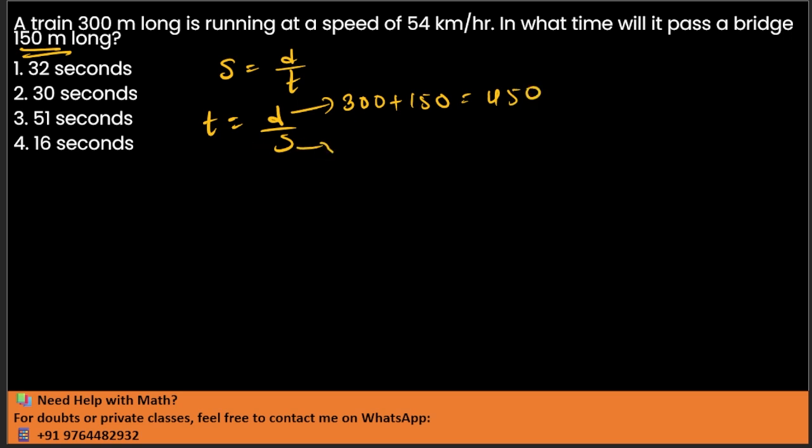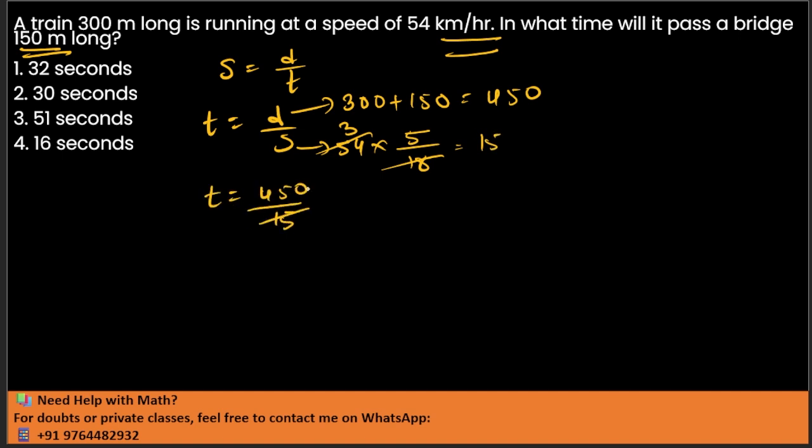And speed is equal to, we have 54 but in kilometer per hour, so we have to multiply and divide it by 5 and 18, so 3 times 5, which is 15. So time is equal to 450 divided by 15. How many times? 30 times. So time is equal to 30 seconds.